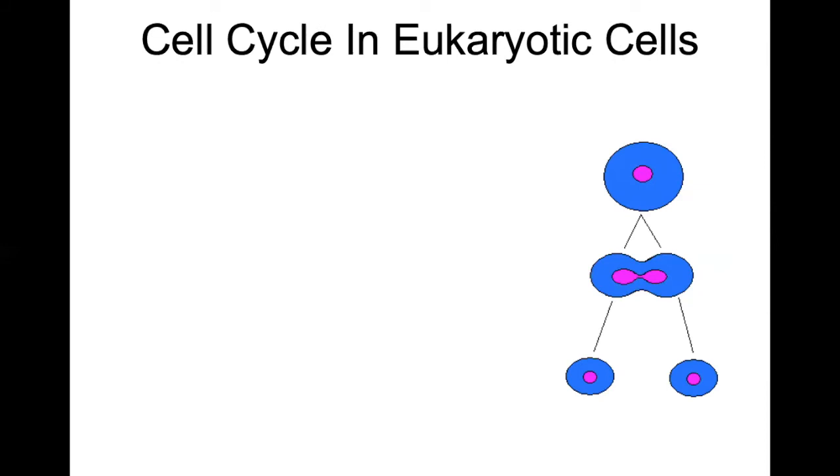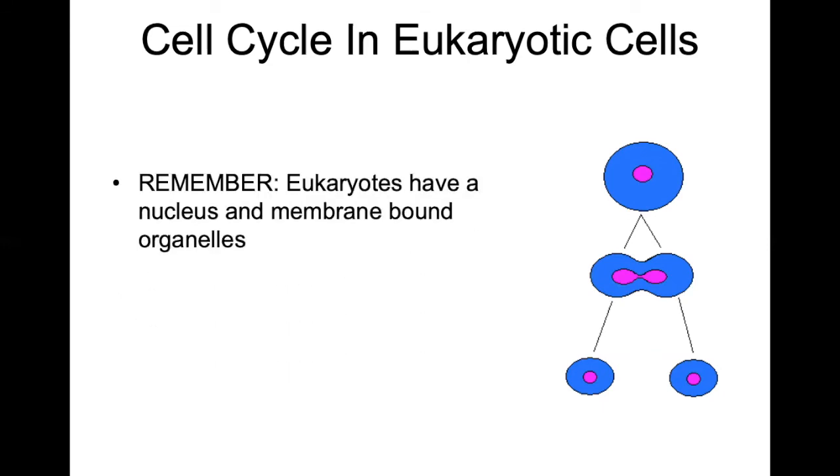And what we are focusing on in this chapter is eukaryotic cells. Why is that important? Because eukaryotic cells have a nucleus, prokaryotic cells do not. And we are going to be focusing on what happens to the nucleus in this chapter. So remember, eukaryotic cells have a nucleus and membrane-bound organelles.